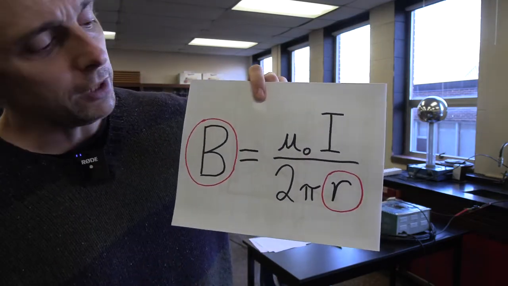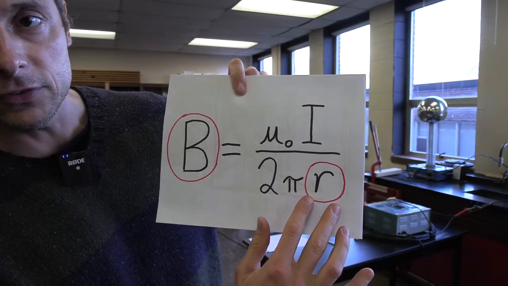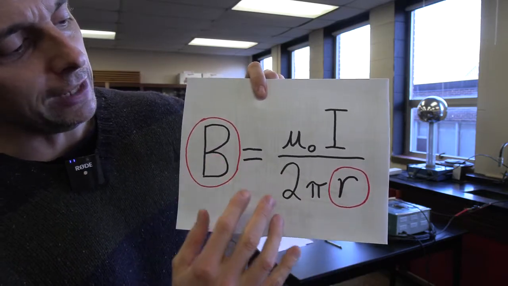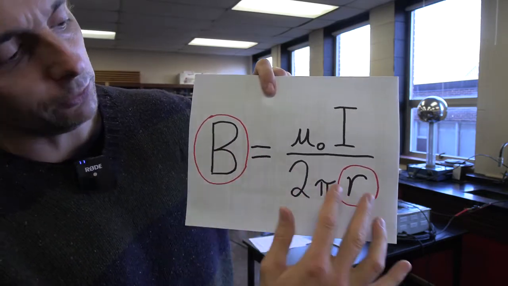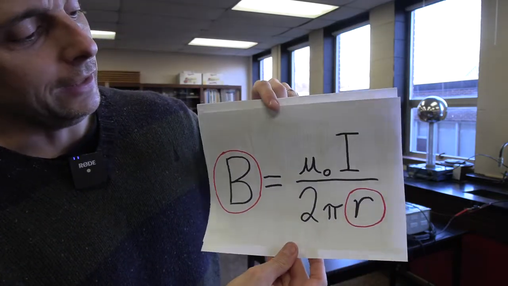To do that, we're going to be measuring the magnetic field at different distances from a long wire. We're going to have a bunch of data points: a radius, a magnetic field, a radius, a magnetic field, right? And that'll create a data table that we can plot.